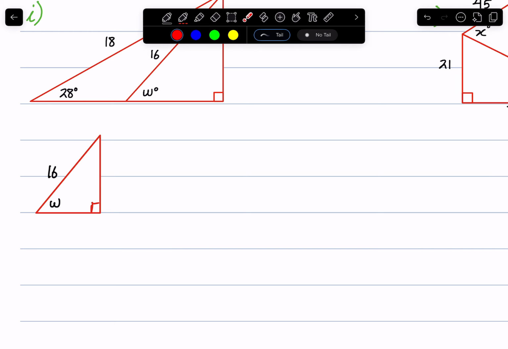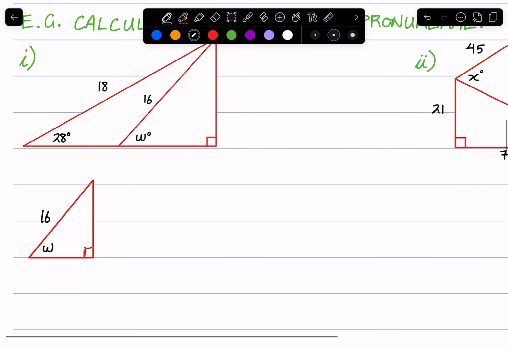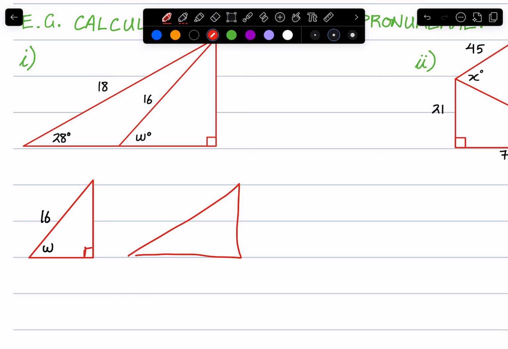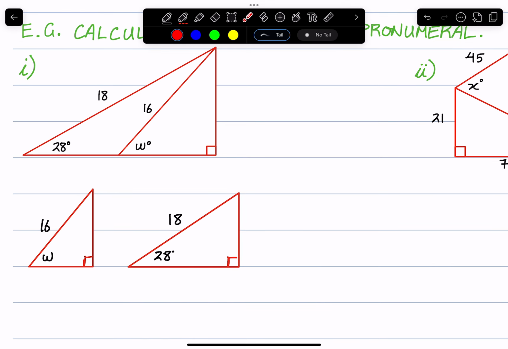But notice that at least this side, which is here, is shared within the larger triangle like so. Let's draw out that larger triangle where this angle is 28 and this side is 18. Not to be confused that 16 is actually going on the inside of this triangle. Notice how if we find this side, it actually gives us this side as well. And once we have this side, we can then find that missing angle.